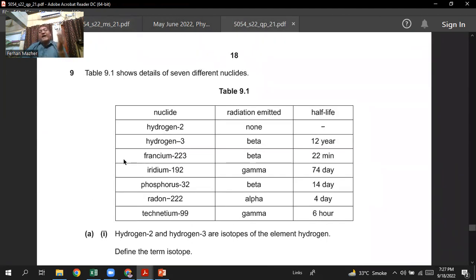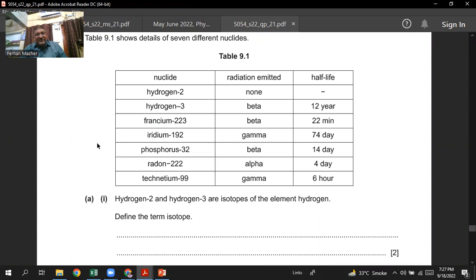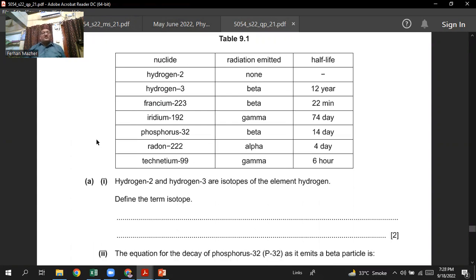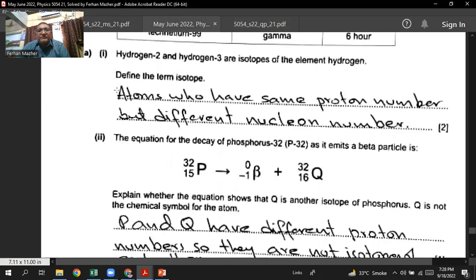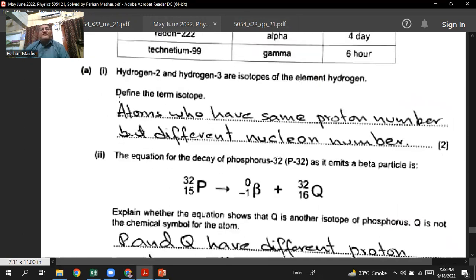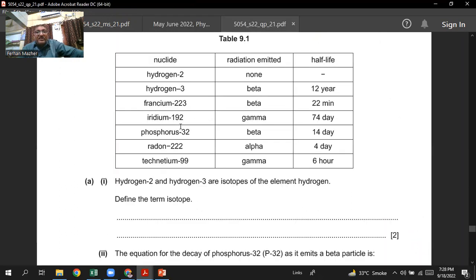He says, table 9.1 shows details of 7 different nuclides. Hydrogen-2 and hydrogen-3 are isotopes of the element hydrogen. The first question is, define the term isotope. Isotopes are atoms which have the same proton number but different nucleon number. Their mass number is different. Atoms which have the same proton number but different nucleon number are known as isotopes of each other.